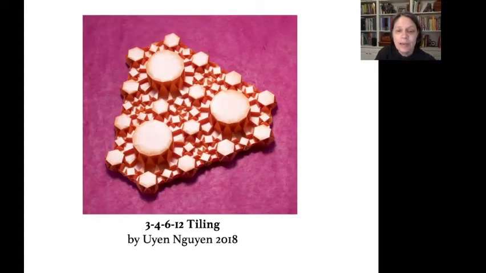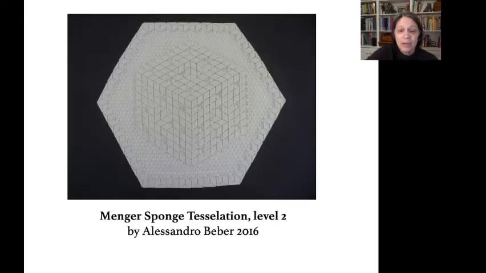This origami work by Gwen is folded from a single sheet of paper. It depicts a tiling by triangles, squares, hexagons, and dodecagons. And this piece by Alessandro Beber is also folded from one piece of paper, and it achieves a remarkably 3-dimensional looking image of a mathematical object called the Menger sponge.